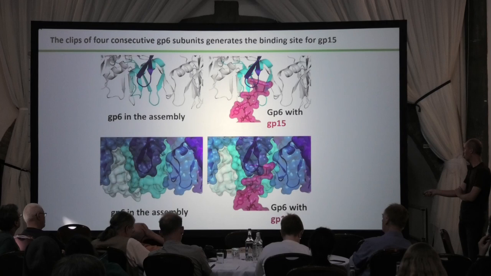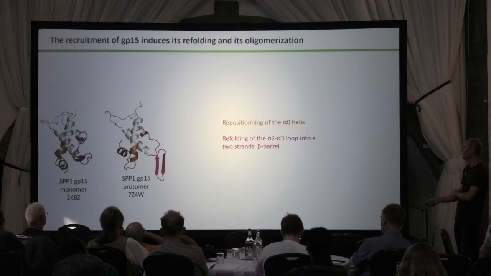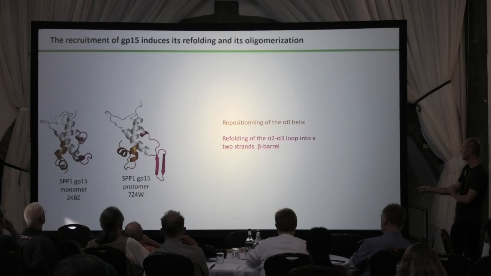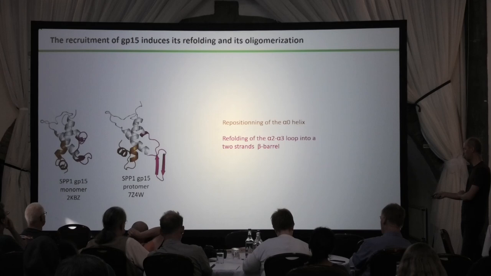Once GP15 is bound, what happens? As I say, we have two structures, the one from the connector and the one that is assembly naive. As you see, the two structures are quite different. We have a common core of white helices that is identical, but except for that, we have this N-terminal extremity in orange, where a helix has completely shifted its position. And this pink loop here has completely folded into a small beta sheet.